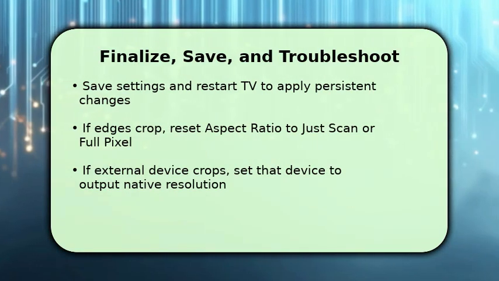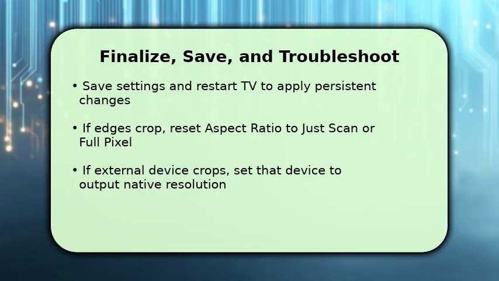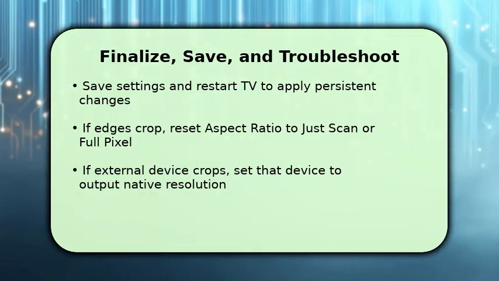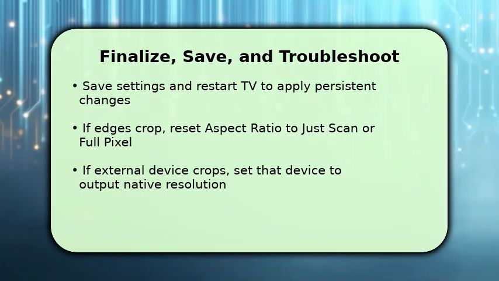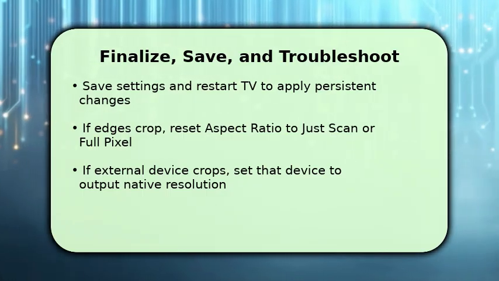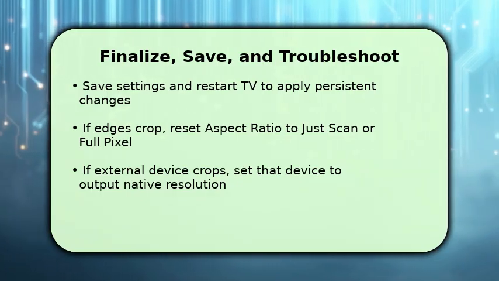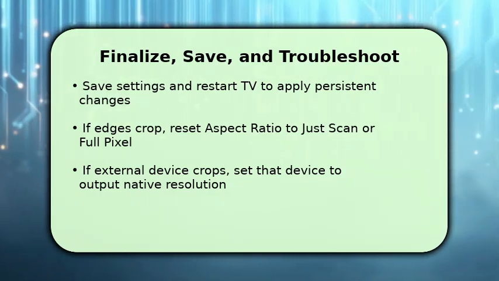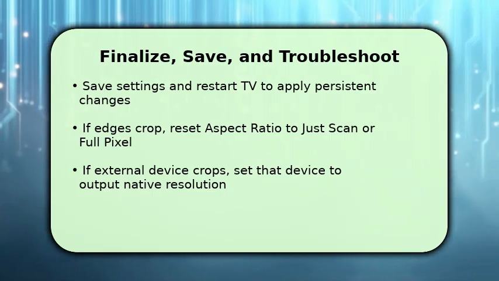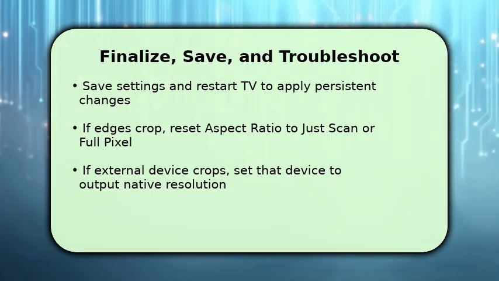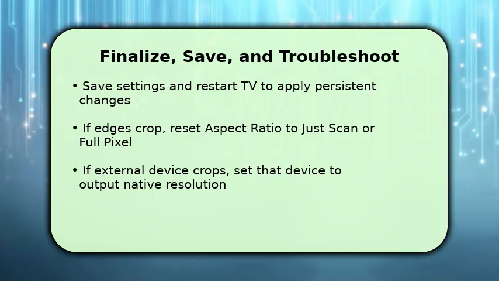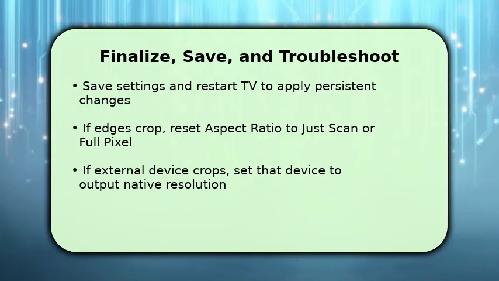Once done, test multiple inputs and confirm no menus or UI are clipped. If content is cropped, switch back to just scan or full pixel immediately. This reverses TV overscan. If an external device still crops, check that device's output resolution and scale options and set it to the TV's native resolution. One troubleshooting tip: perform a factory picture reset if aspect behavior remains incorrect.